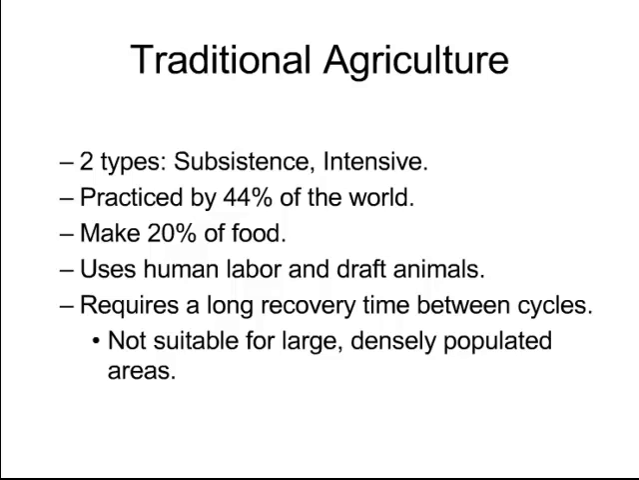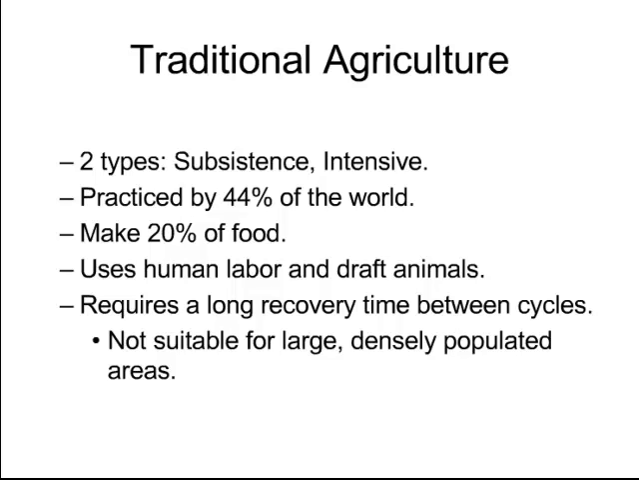Traditional agriculture is practiced by about 44% of the world's farms. So a little bit less than half of the world's farms are traditional in style. Now, even though just a little bit less than half of the world utilizes this style of agriculture, it only makes about 20% of the world's food. So traditional agriculture is not as efficient at producing food as industrialized agriculture.